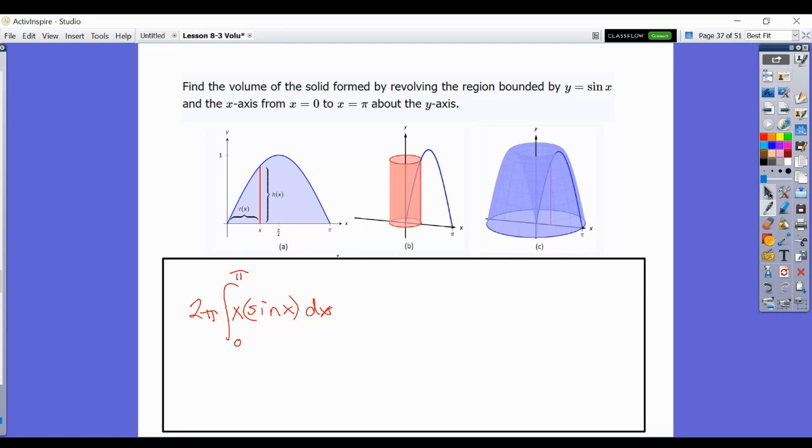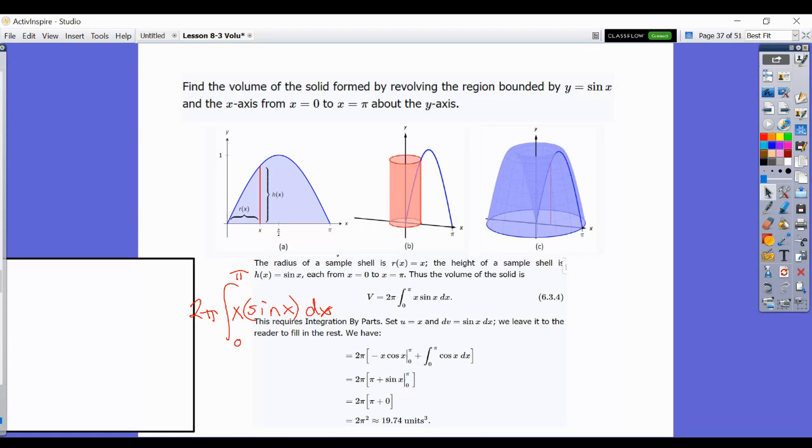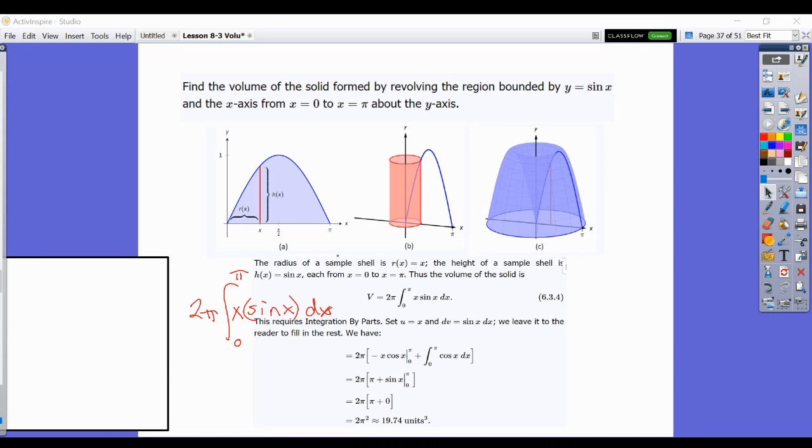We just have to find the integral there and get an answer. So below there, I've got the answer that I found. They did it by hand. There is a way to do this without your calculator. You have to use integration by parts. So I thought I'd leave that here so you could see it, but you can see the answer down here at the bottom is 19.74 units cubed, because we are talking about volume.